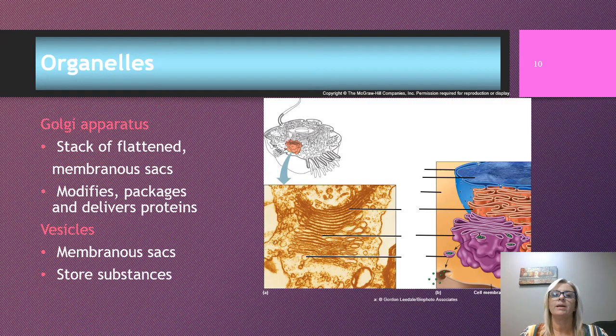The Golgi apparatus is a stack of flattened membranous sacs, and we call those cisternae. Kind of like a cistern. A cistern holds things and it's open on the inside, right? Their job is to refine, package, and deliver proteins. They have vesicles in the membrane sacs that function for storage.